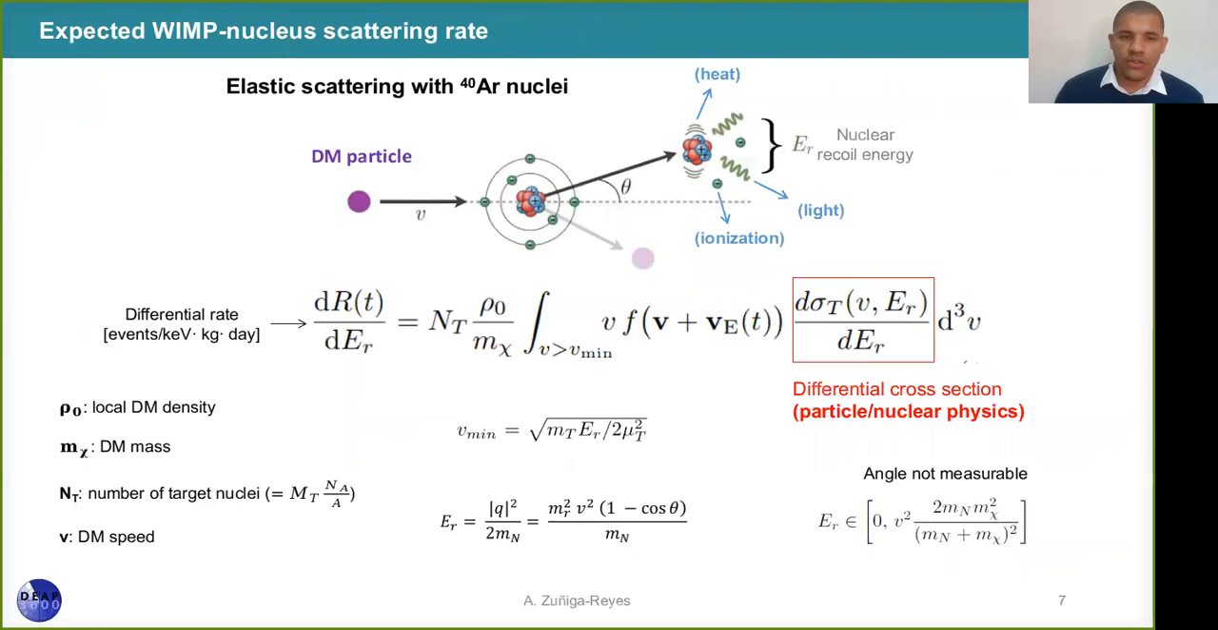And in order to estimate the number of these events, we use this mathematical expression that depends on the detector features, depends on the astrophysical parameters, and also depends on the particle and nuclear physics that is related in the interaction. And I highlight here the differential cross section because it's the parameter that uses the effective field theory that I mentioned before.